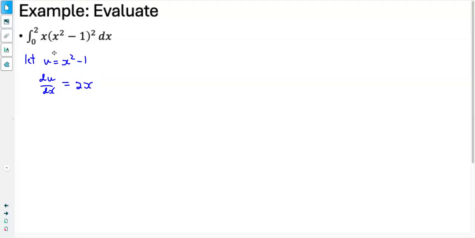Now, we can see we have an x here. We don't have a 2 there, so we want the x somewhat on its own, but we also want the dx with it. So I would multiply both sides by dx. We've got du equals 2x dx, and then divide both sides by 2, so du over 2 equals x dx. And then we will substitute.